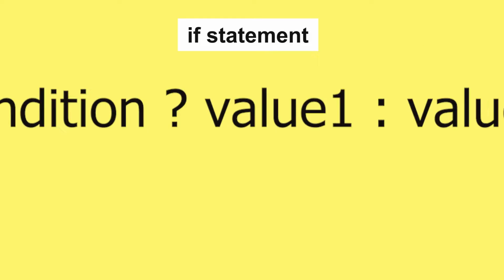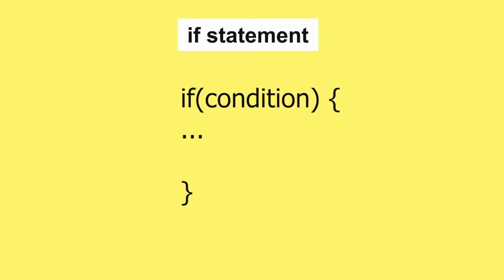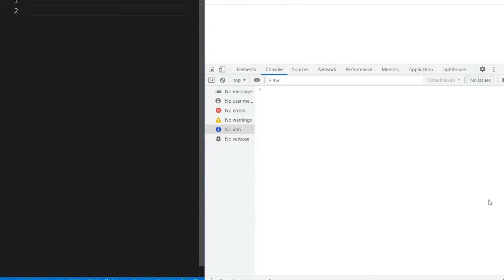Sometimes we need to perform different actions based on different conditions. To do that, we can use the if statement and the conditional operator, also called the question mark or ternary operator. The if statement evaluates a condition in parentheses, and if the result is true, it executes a block of code. Let's see an example about the if statement.